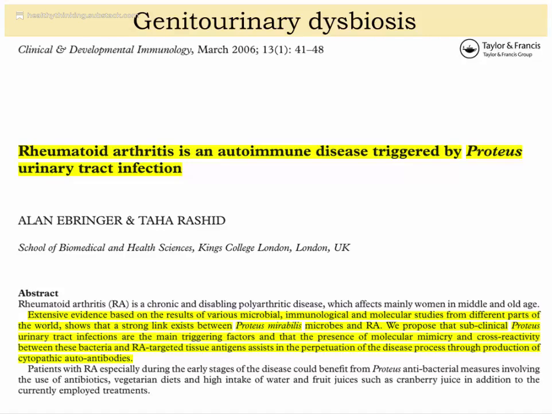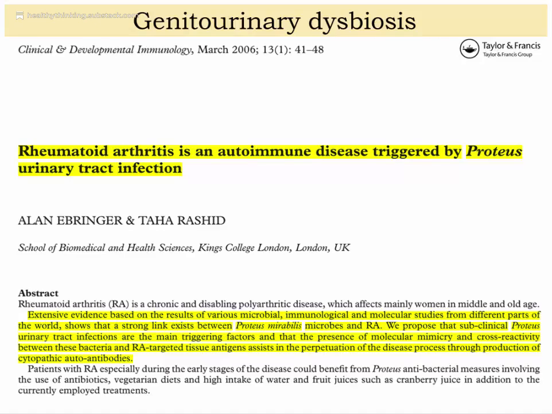Now let's go on to the next paragraph, and you'll see some of the treatments that they recommend. Patients with rheumatoid arthritis, especially during the early stages of the disease, could benefit from Proteus antibacterial measures involving the use of antibiotics, vegetarian diets, high intake of water and fruit juices, such as cranberry juice, in addition to the currently employed treatments. Of course, they had to add that last phrase just to be politically correct. Let's look at what they're talking about here.